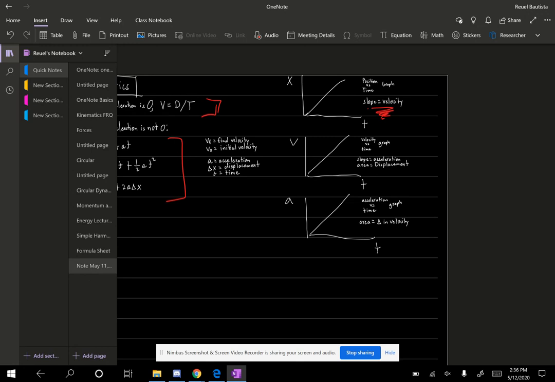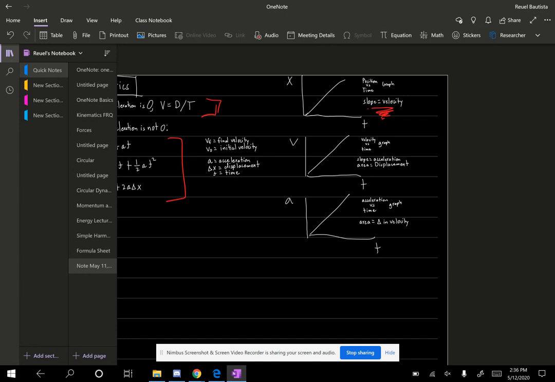Next one is a velocity versus time graph. So on a velocity versus time graph, the y-axis tells us how fast it's going at a certain point. So if this is 2 seconds, and let's say this is 5 meters per second, then we know that this object at 2 seconds is traveling at 5 meters per second. Okay, so that's super important.